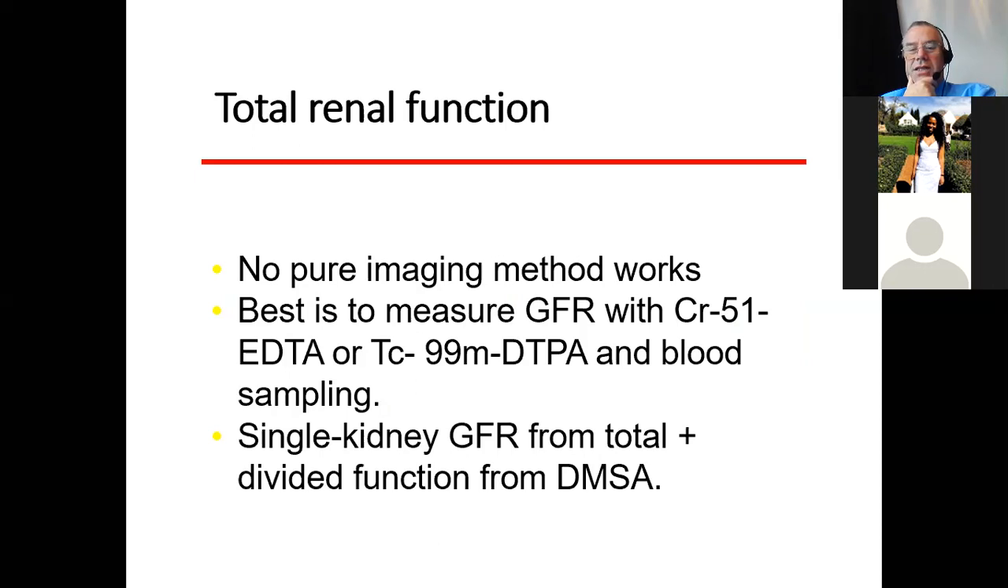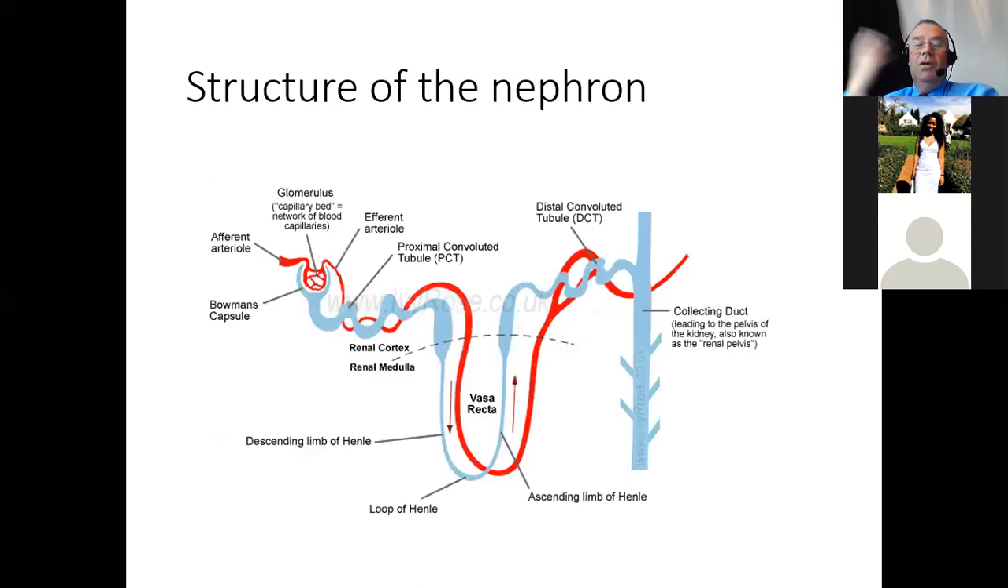So we can use DTPA. Now, to get an absolute amount, you can do blood sampling, but to really be good at it, you need to sample from the aorta and the IVC, which is not really practical. You can get a measurement of single kidney GFR by measuring their total GFR, and then the divided function from a DMSA. And that's done, for example, before a renal transplant to work out which donor kidney to take.